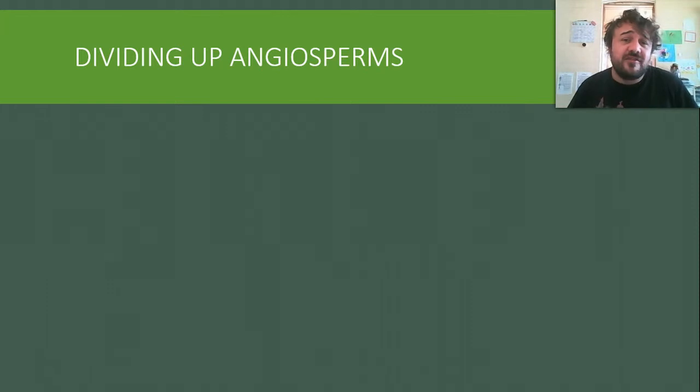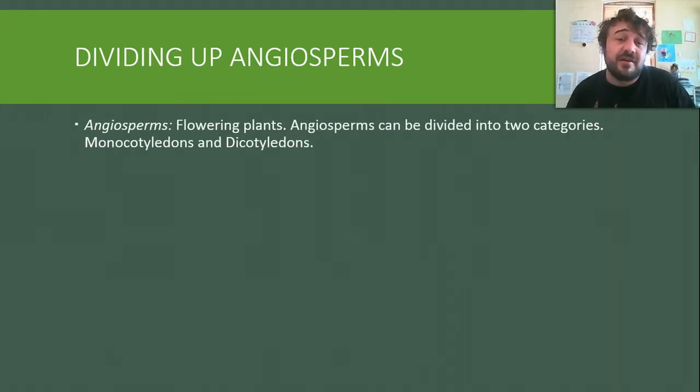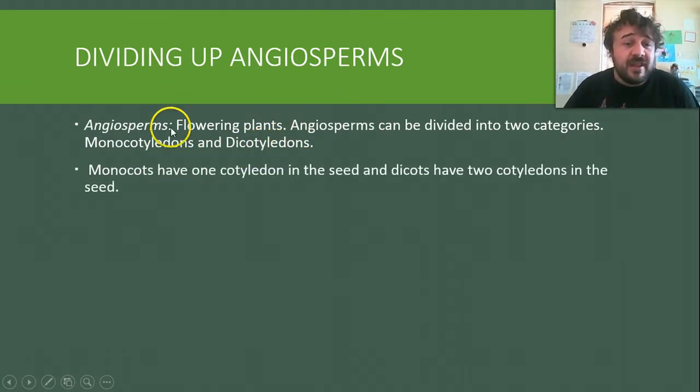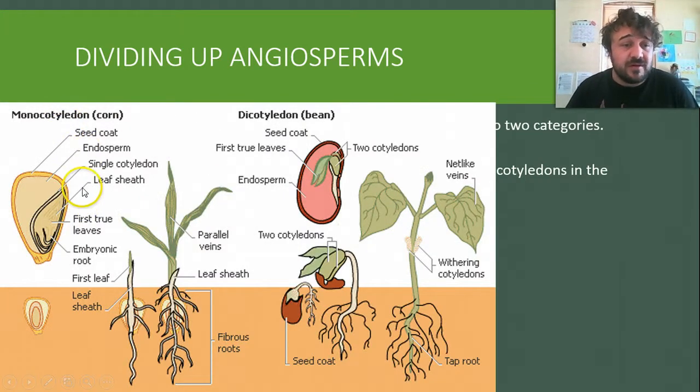So angiosperm, as we've discussed, is a flowering plant. So angiosperm is going to be divided into two categories, and as I said, we're going to use the cotyledons to do this. You can be a monocotyledon, or a monocot, or a dicotyledon, a dicot. So we'll see what they are now. Now, monocots have one cotyledon in the seed, okay? Dicots have two. It's pretty simple. So let's have a quick look.